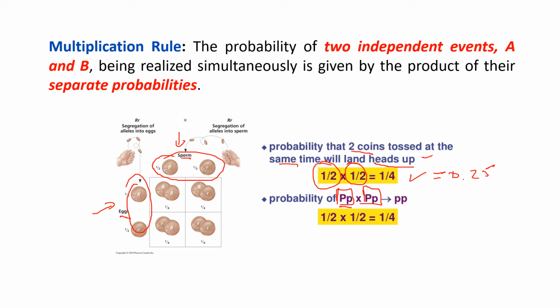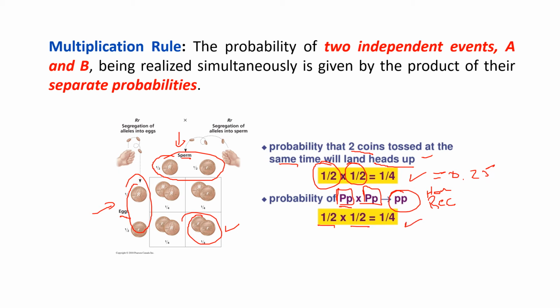And I ask you, what about if you get from these two heterozygous to get a homozygous recessive? So what is the chances? You can go here and count 1, 2, 3, and 4, so 1 out of 4, or you can just multiply half and half and you get 1/4.